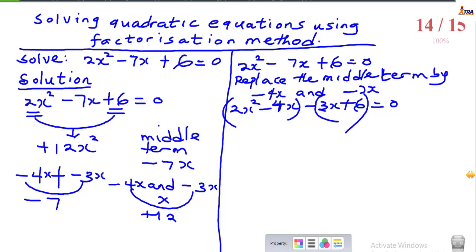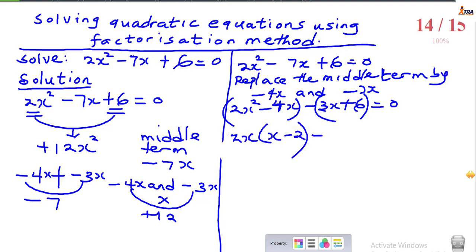After pairing the expression, we can move further. So we factorize. What is common in the first bracket is 2 and of course x. Open a bracket. We have x left in the bracket and minus 2, because when you multiply this back, you get 4x. So we have 2x and we have x minus 2.